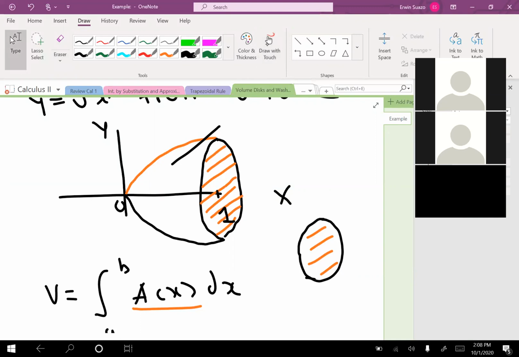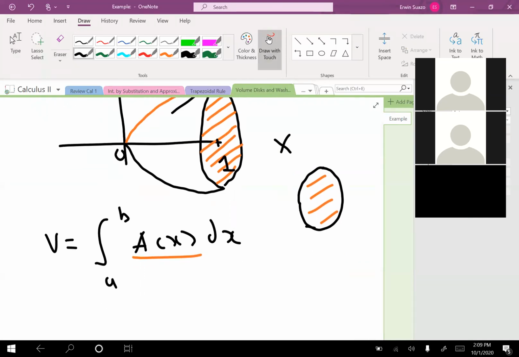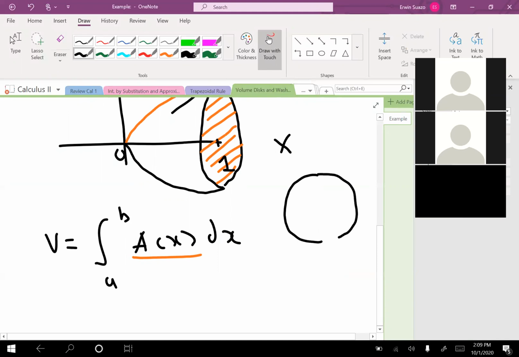For that we need to review something. But actually that's a circle, because it's a totally perfect circle. Let me make it better, because it doesn't look like a perfect circle. It has to be a perfect circle because you are rotating around the x-axis. That's why we can do this problem. Okay, it's a perfect circle.